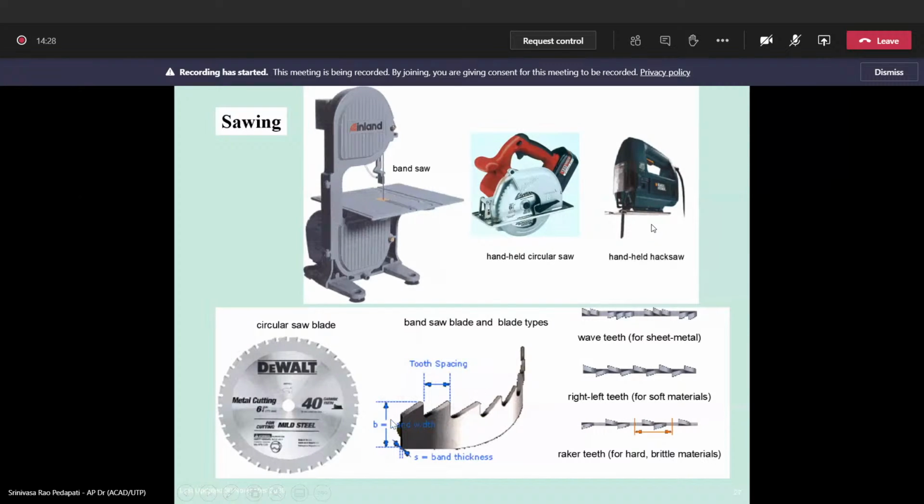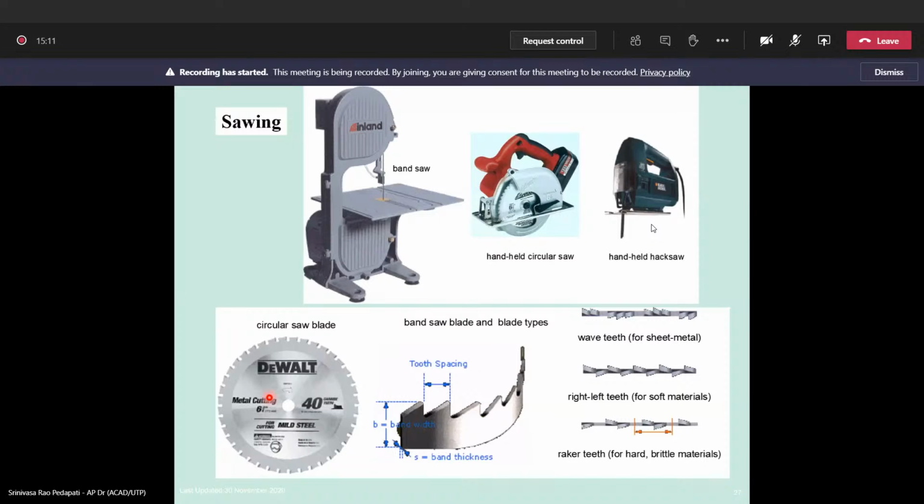So if you see a hacksaw blade or a band saw blade, the profile of the blade is something like this, and the spacing between two teeth decides what kind of blade it is and what kind of material it can cut. Obviously it has certain styles, such as wave teeth, left-right teeth, or raker. So it is a simple thing, not a very complex issue.